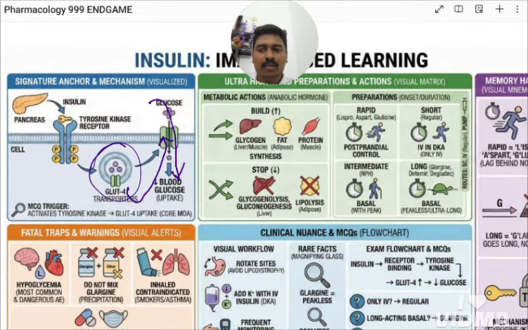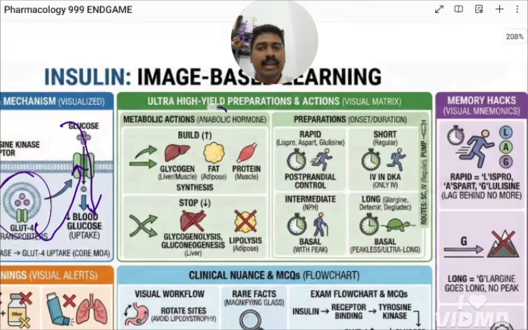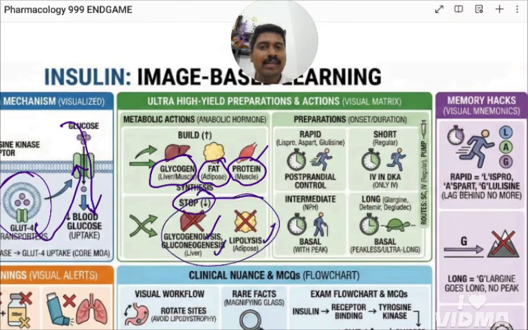Now, insulin is an anabolic hormone, which means it will help build weight. For example, it will help synthesize glycogen, it will help store fat, and it will help build protein. It will stop glycogenolysis, gluconeogenesis, and lipolysis. These are the functions of anti-insulin action, mainly by the counter-regulatory hormones, like glucagon. So glucagon has the following opposite actions.